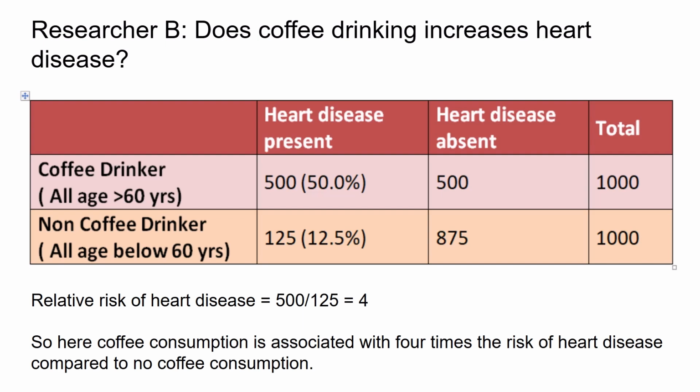Now, a second researcher also wants to test the same hypothesis: does coffee drinking increase heart disease? For that, he collects 1,000 coffee drinkers and 1,000 non-coffee drinkers, but he collects coffee drinkers only from elderly age groups, that is more than 60 years, and non-coffee drinkers only from younger age groups, that is below 60 years. He calculates the relative risk of heart disease with coffee consumption and finds it is 4.